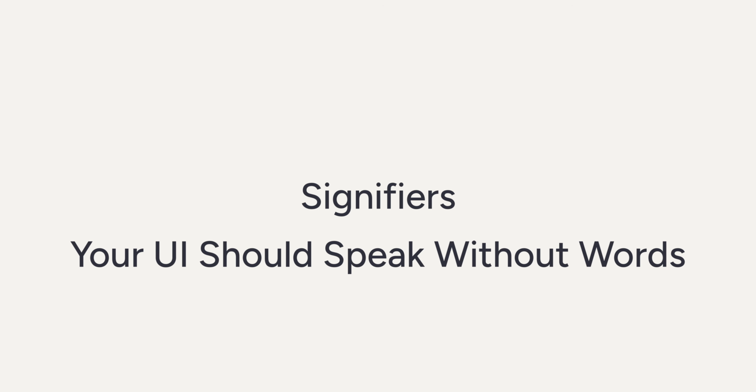Number one, signifiers. Your UI should speak without words. So here's a concept that separates beginner designers from experienced ones, and it's signifiers. A signifier is anything in your UI that communicates how something works without you having to write instructions for it. Let's think about a simple navigation with three items.